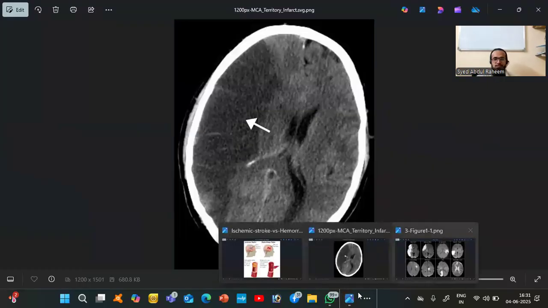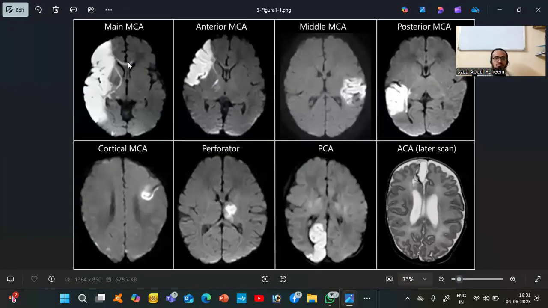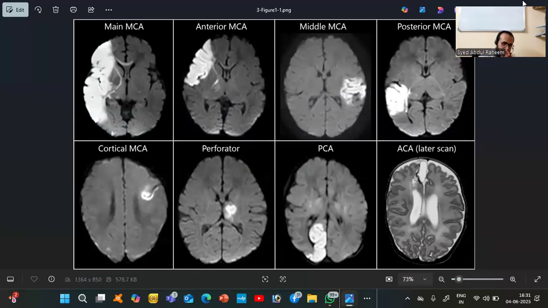So this is a CT scan. And how does the MRI look in stroke? You can see strokes in different areas. This is the MCA, the whole MCA is affected. I already showed you the picture. Now let's see the image again. One second, please.